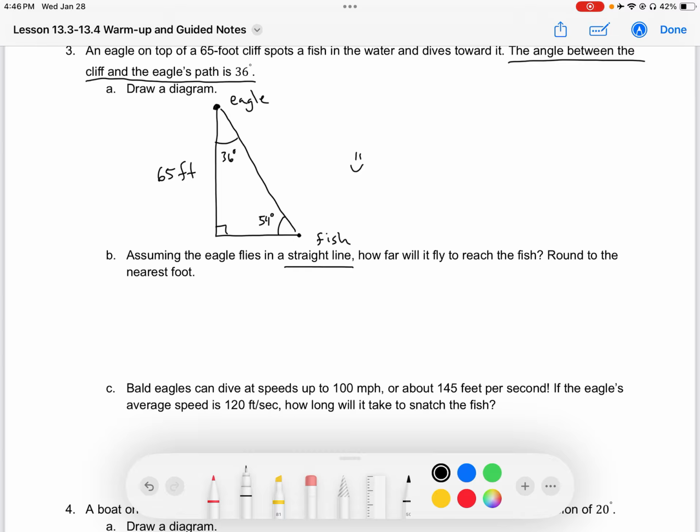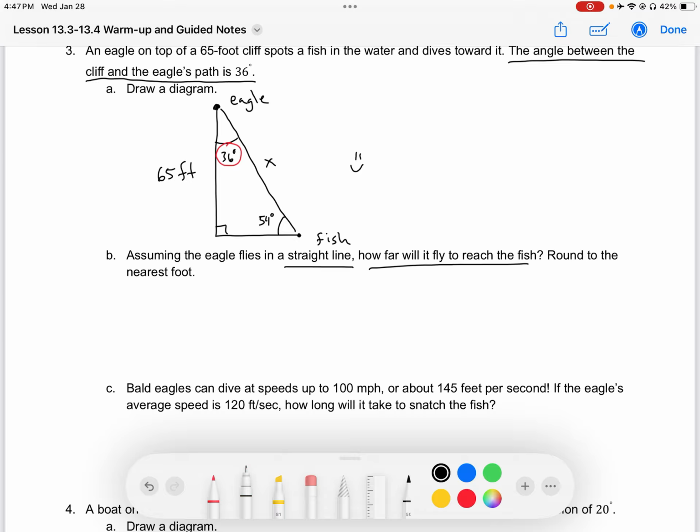Okay, so assuming the eagle flies in a straight line, how far will it fly to reach the fish, to the nearest foot? So I am looking for this distance right here. When I'm looking for a side, I want to use my trigonometric functions. I could use either angle, but because this was the angle that was given to me, I'm going to focus on that angle.